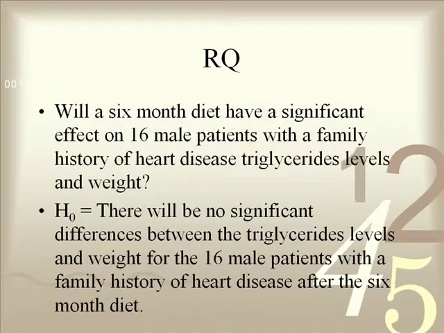So our research question is, will a 6-month diet have a significant effect on 16 male patients with a family history of heart disease, triglyceride levels, and weight? And that's our research question. Our null hypothesis is there will be no significant differences between the triglyceride levels and weights for the 16 male patients with a family history of heart disease after the 6-month diet.